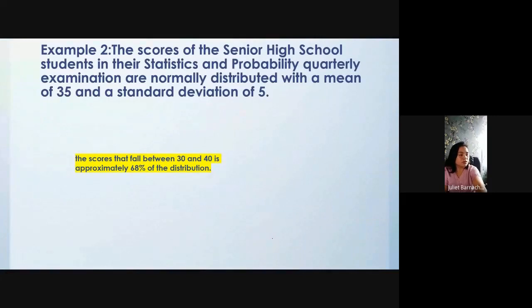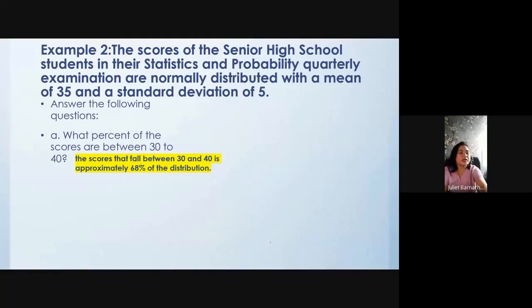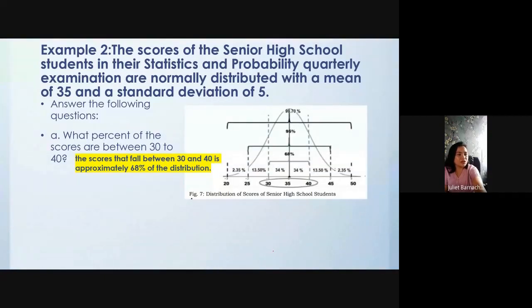Example number 2. The scores of the senior high school students in their statistics and probability quarterly examinations are normally distributed with a mean of 35 and a standard deviation of 5. Letter A question: What percent of the scores are between 30 to 40?